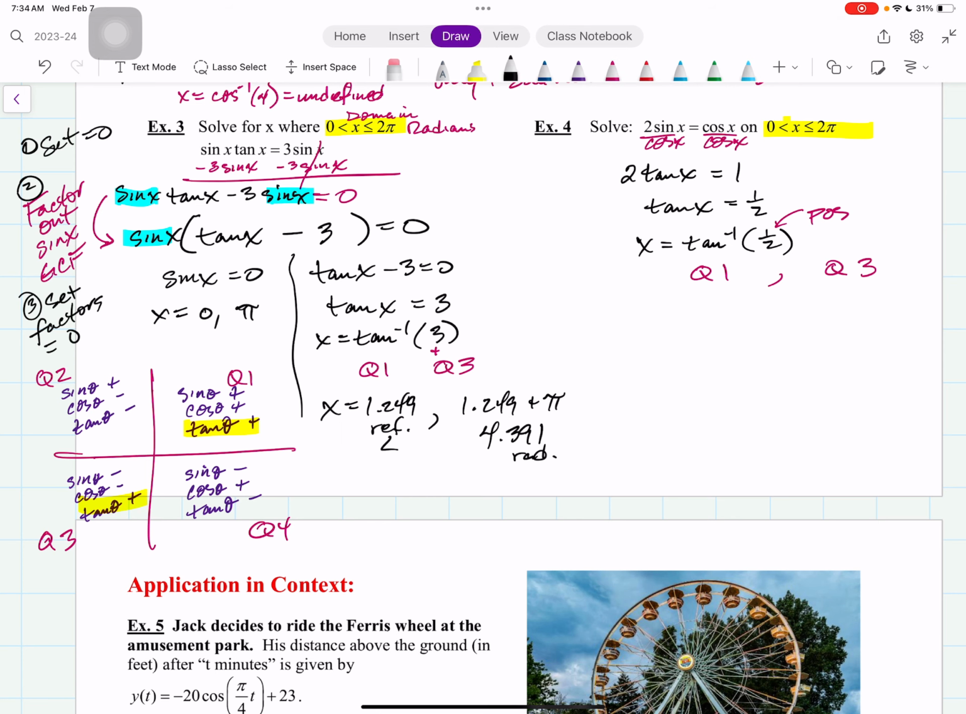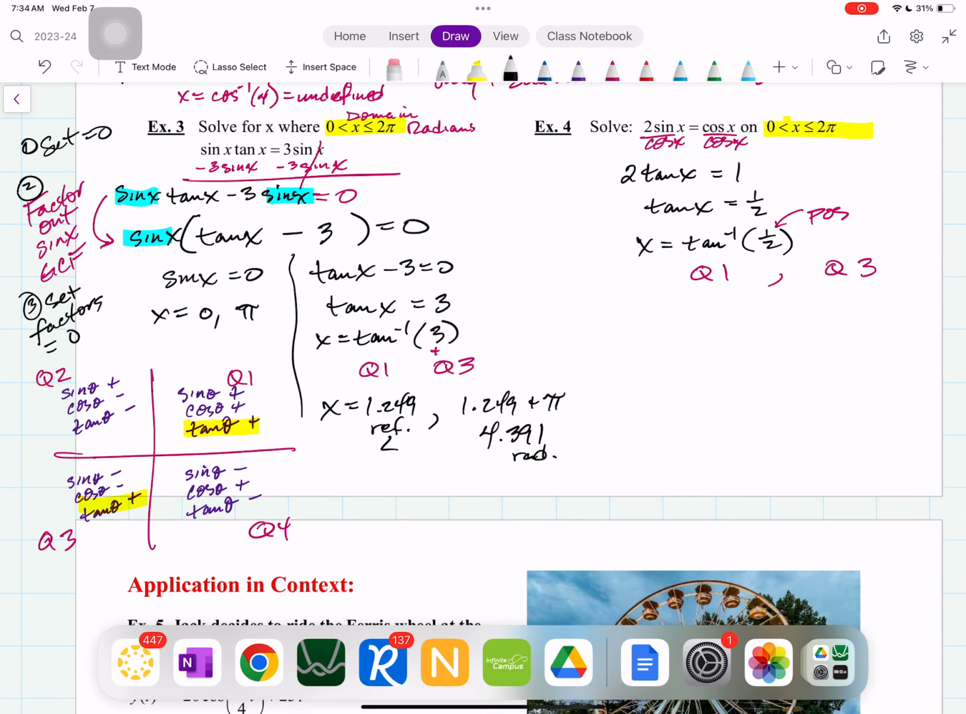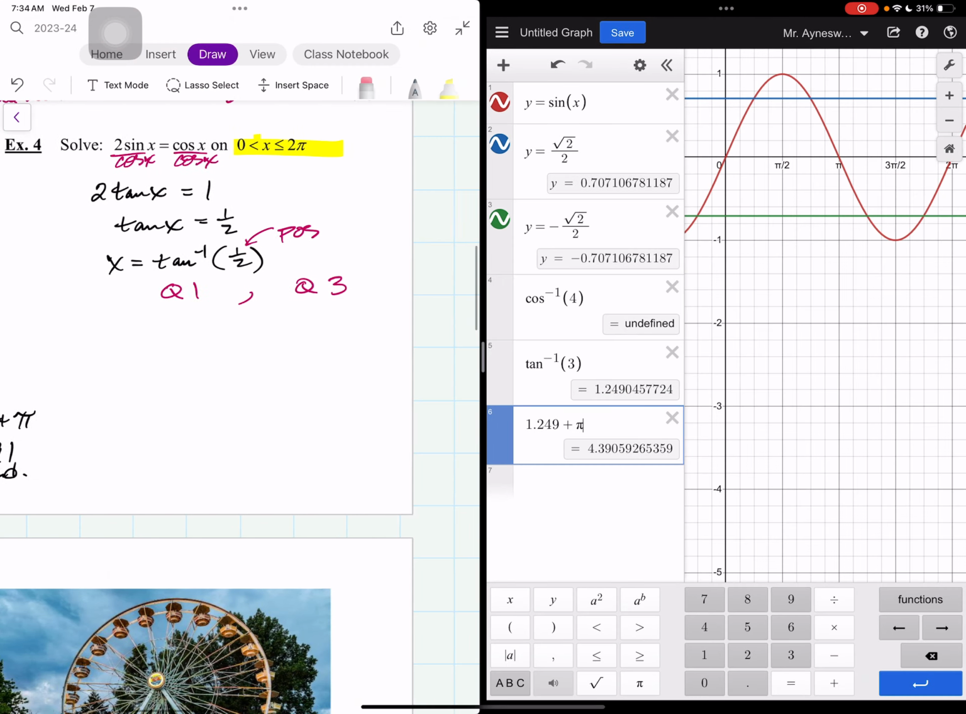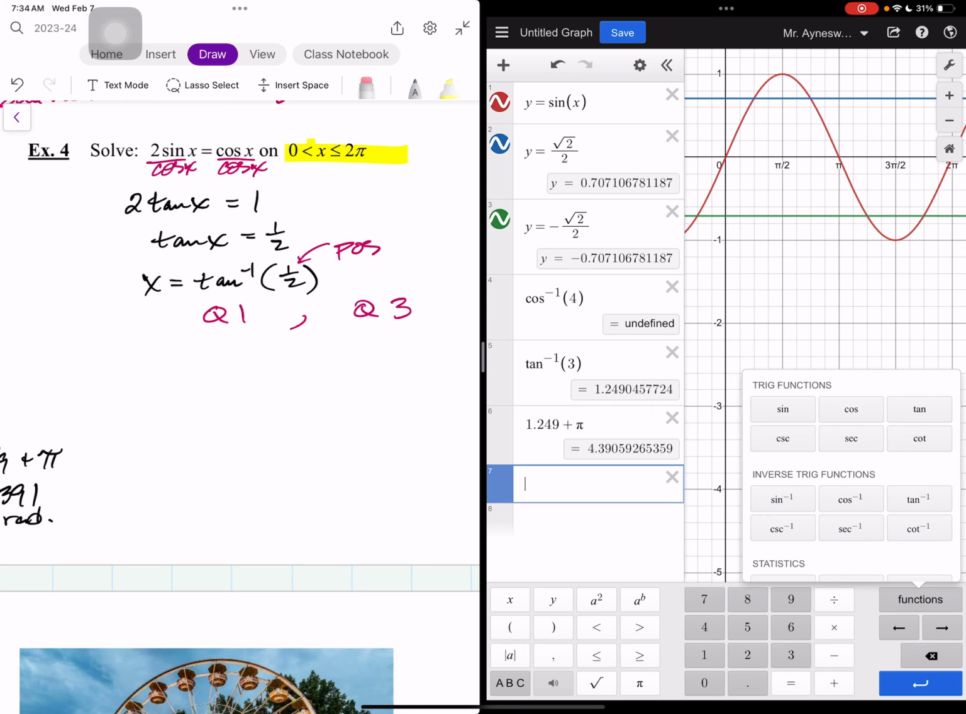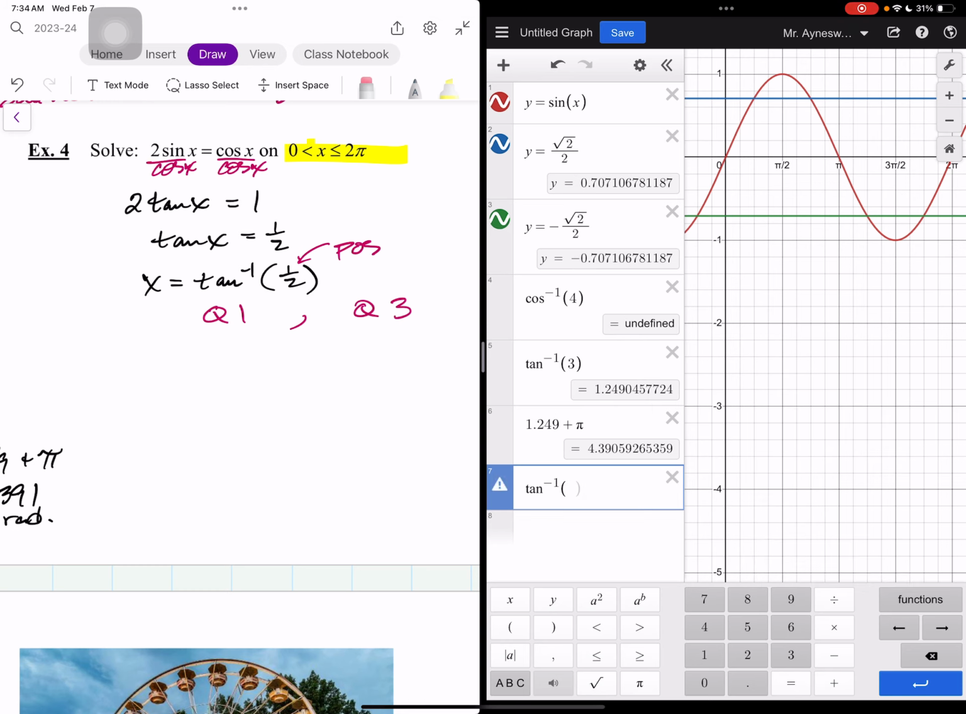So let's get Desmos going again because it's a calculator problem. There we go. Now we're going to take the inverse tangent. Check this out. 1/2. Just type it in. Boom. What do we get? And we're in radians here. So we get 0.464 radians. So x is equal to 0.464 radians.